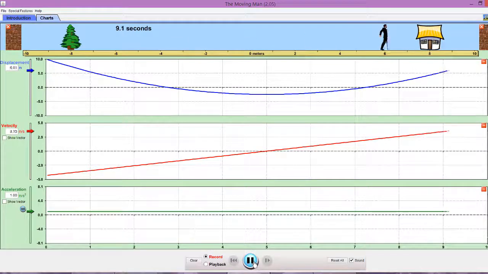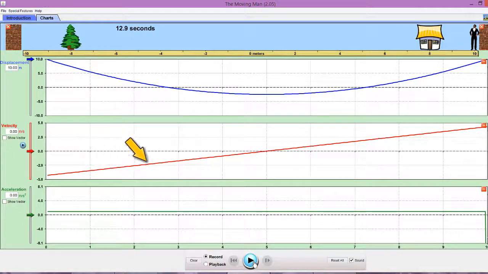Okay, let's try and interpret that. Remember, the graphs are all linked because they each tell us something about the motion of the man. The green graph tells us that the acceleration was a constant 1 meter per second squared. This caused a steady increase in the velocity. It started off with a big negative value, minus 5 meters per second. This increased up to 0, then continued to increase to about plus 5 meters per second by the time he hit the wall.